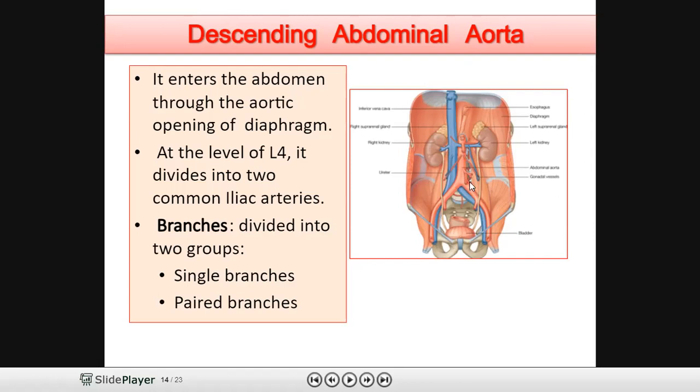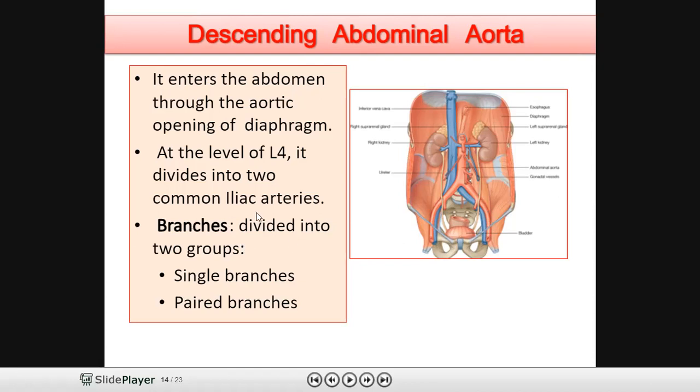When it gets to the level of the 4th lumbar vertebra, L4, it will split into two: the common iliac artery on the right, and another common iliac artery on the left. So we have left and right common iliac artery. This is the common iliac artery, and the common iliac artery will now split again into external iliac and internal iliac, external iliac to go and supply the lower limb and the pelvic region.